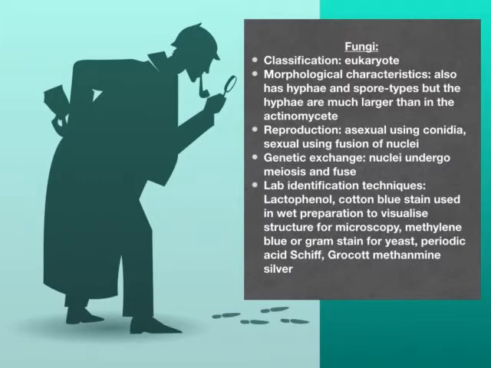Looking at fungi, they are classified as eukaryotes. Their morphological characteristics are that they also have hyphae and spore types, but the hyphae are much larger than in the actinomycete. Reproduction is asexual using conidia, and sexual using fusion of nuclei. Genetic exchange is through nuclei that undergo meiosis and fuse.